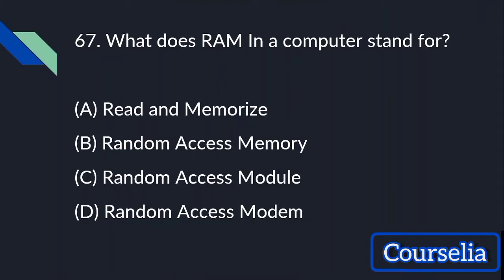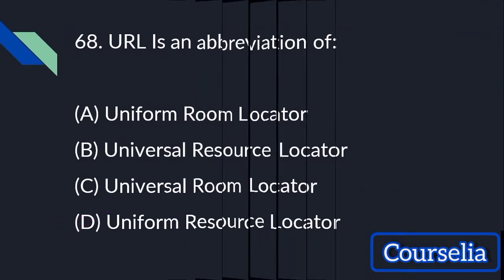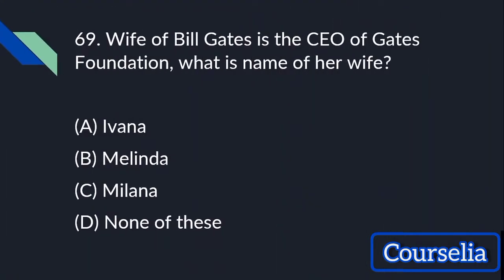What does RAM in a computer stand for? Random access memory. URL is an abbreviation of Uniform Resource Locator. Wife of Bill Gates is the CEO of Gates Foundation. What is the name of her wife? Her wife's name was Melinda, but now the CEO of Gates Foundation is Mark Sussman.